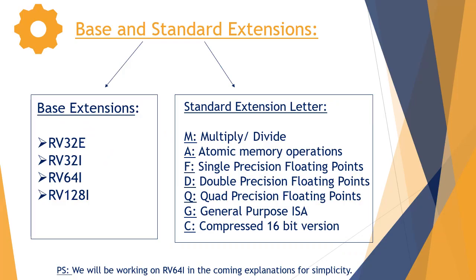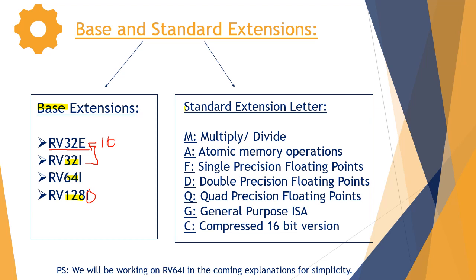Here we are going to talk about the base and standard extensions. First of all, the base extensions. We're going to first talk about RV32I. This means that it has a 32-bit integer. RV64I, 64-bit integer, and therefore RV128I, a 128-bit integer. Here I stands for integer, and for the RV32E, it's actually a subset of the RV32I, but with only 16 bits.